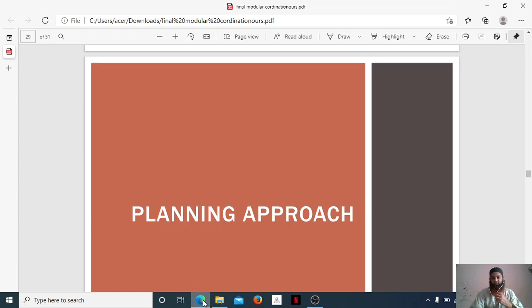Today, we'll be seeing this topic, what is planning approach as it is related to modular coordination. As we know, planning is the first and foremost step in achieving any project. So, how should we approach that? How should the planning start? We'll be seeing that today.